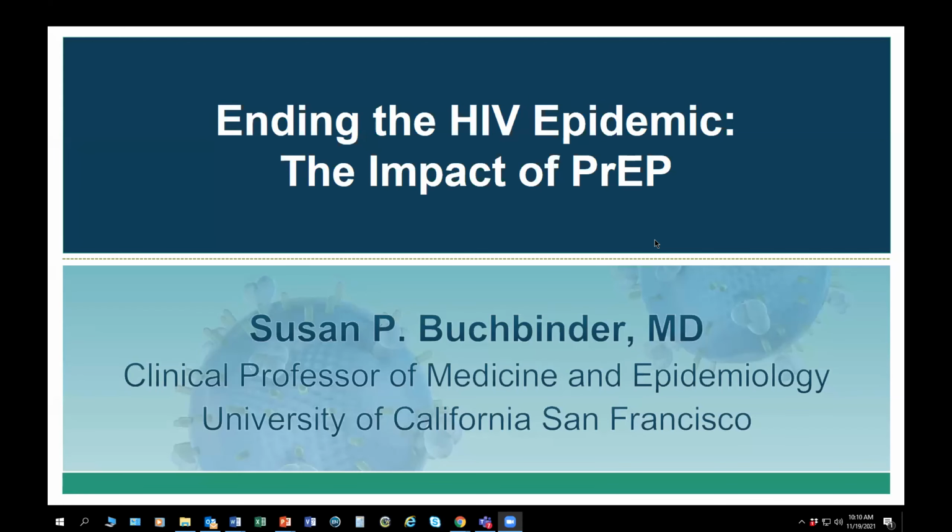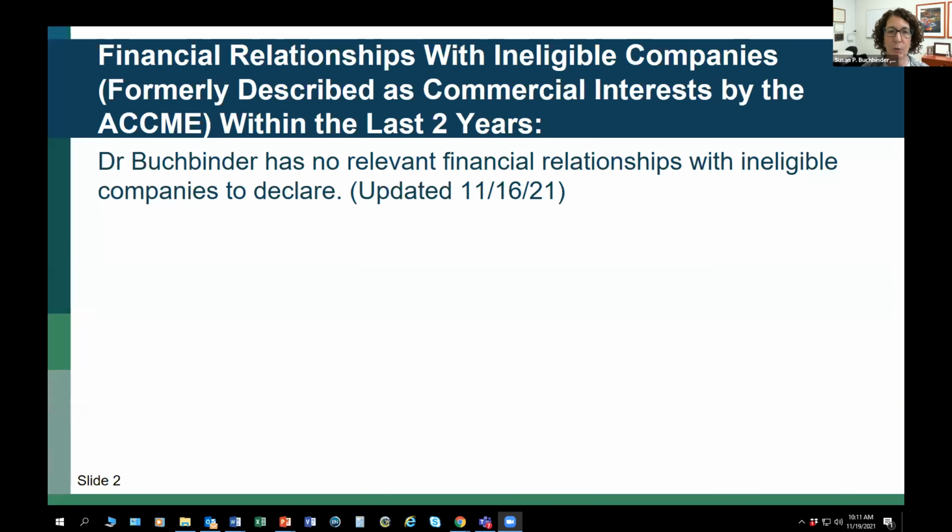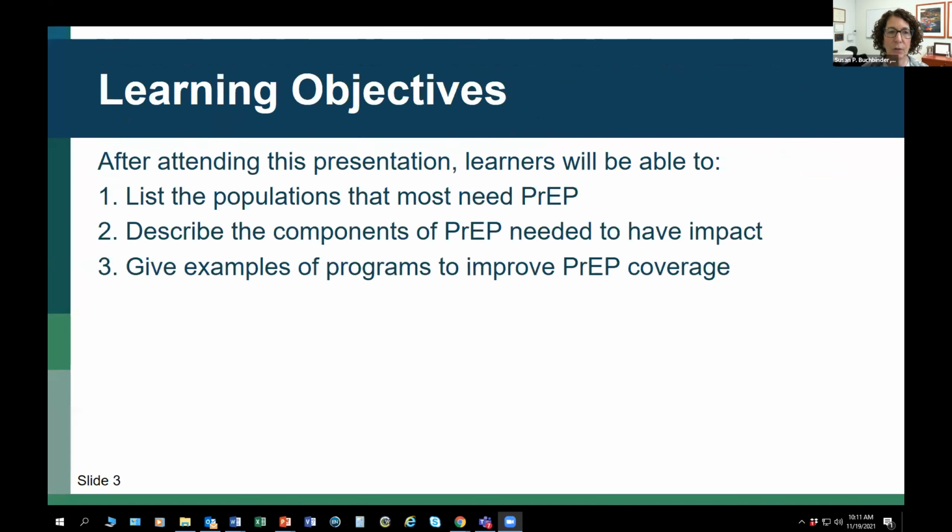Perfect. Great. Thanks. Okay, so we're going to be talking about the impact of PrEP on ending the HIV epidemic. I have no disclosures, and these are the learning objectives: you'll be able to list the populations most in need of PrEP, describe the components of PrEP needed to have impact, and give examples of programs to improve PrEP coverage.